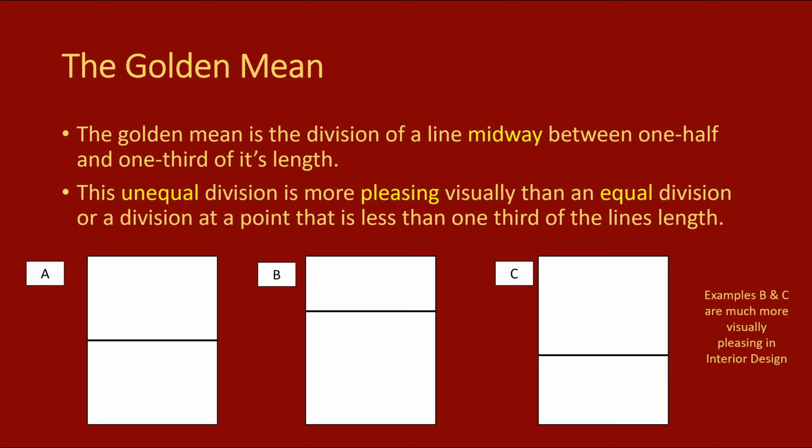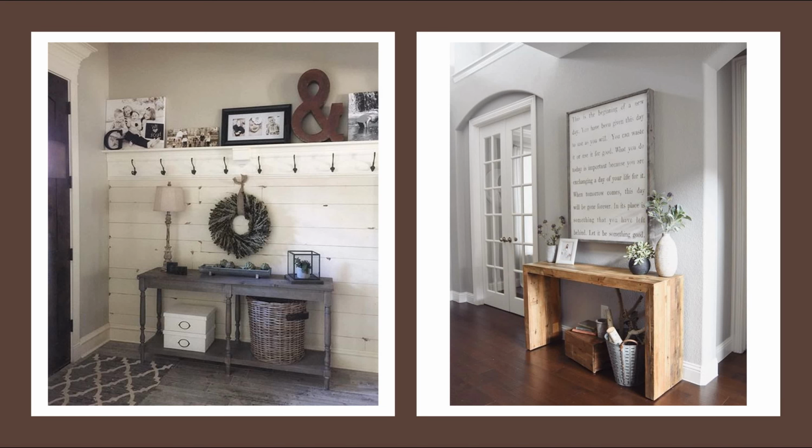You never want to divide a wall right in half. It does not look good. So I'll show you different images of that being done that make a lot more sense and make it look a lot nicer. If you look at the first picture, the hooks and the shiplap go 2/3 of the way up the wall, and the other third is used for different picture frames, knickknacks, things like that.